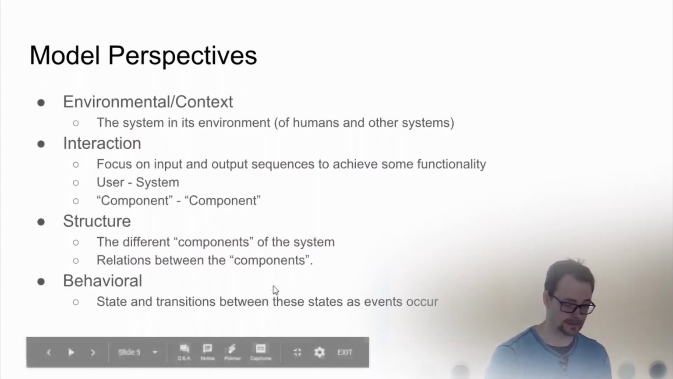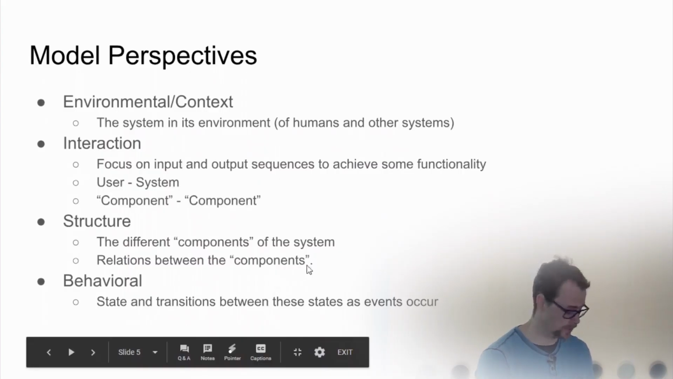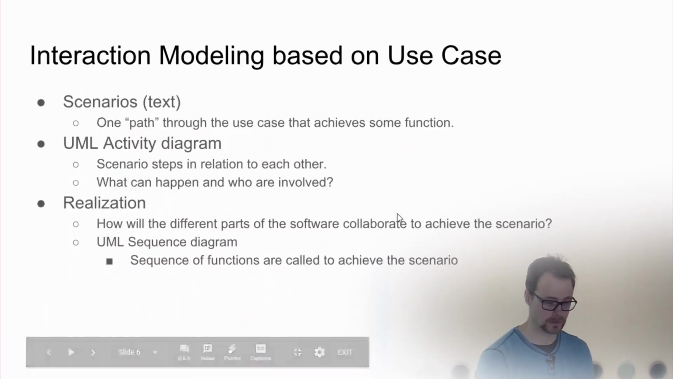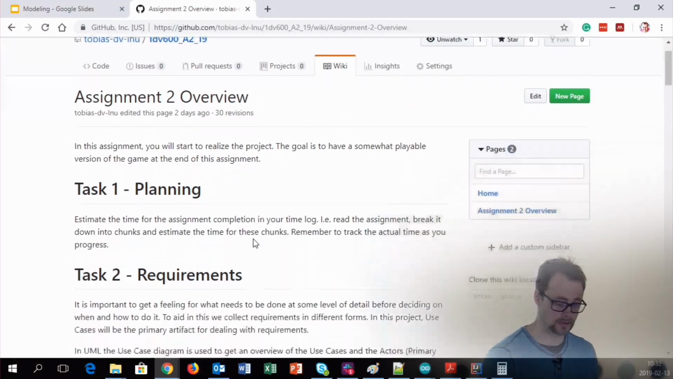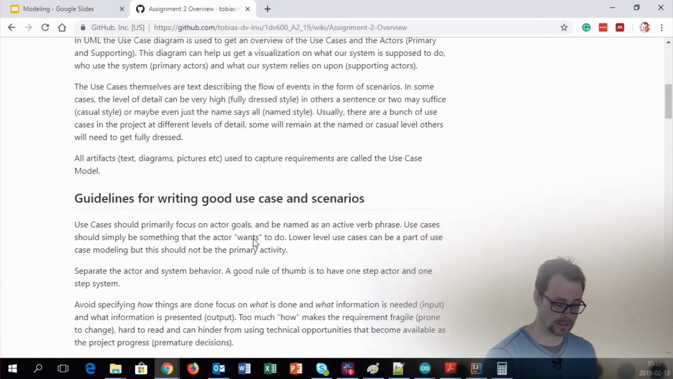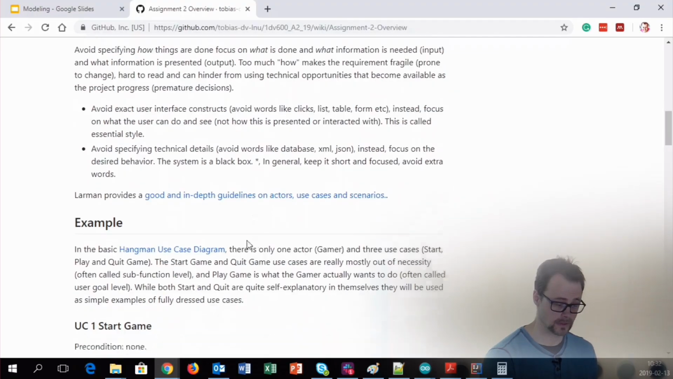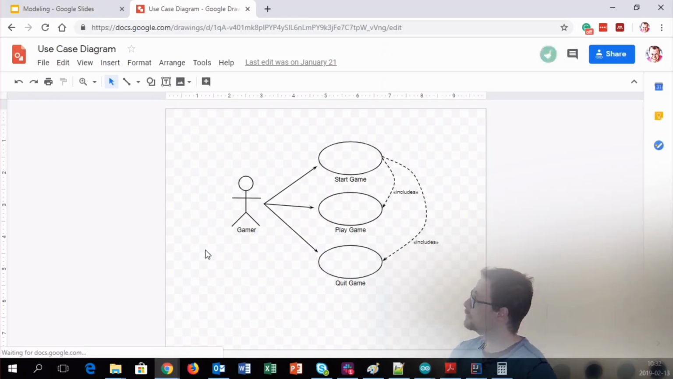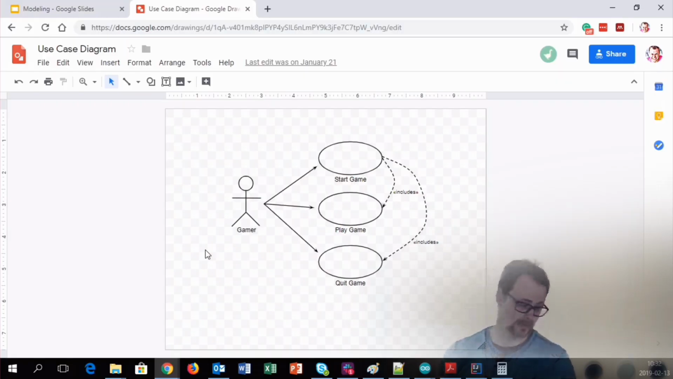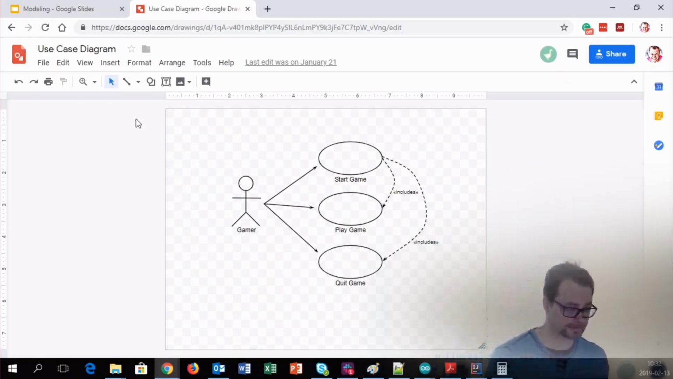You have actually seen a small diagram for this already if you take a look at the assignment and last session. We can see that our system offers the start game service, the play game service, and the quit game service, and we are used by a gamer. So we have put our system into some kind of environment, even if it's very, very small in this case.